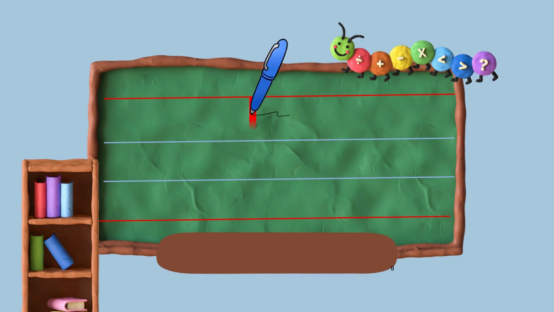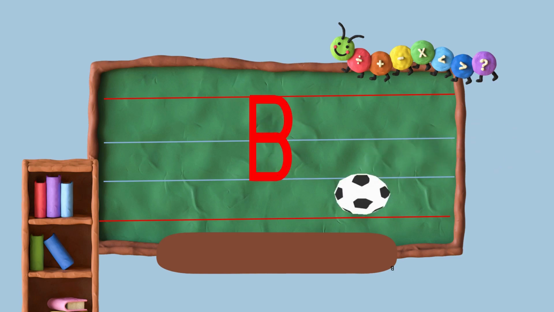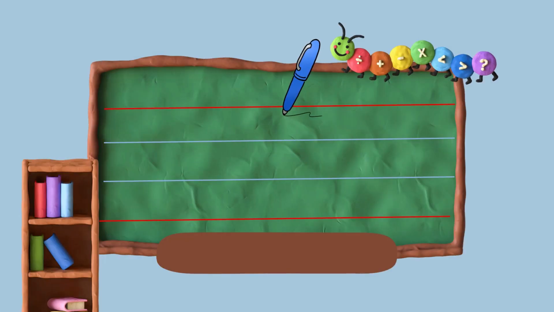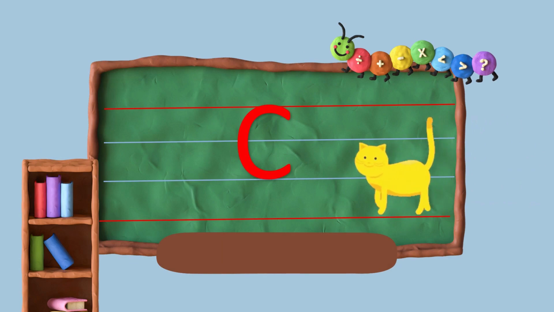Draw a standing line. Make a right curve between the two lines and again draw a right curve joining the previous curve. Makes the letter B. B for ball. Make a left curve. It makes the letter C. C for cat.